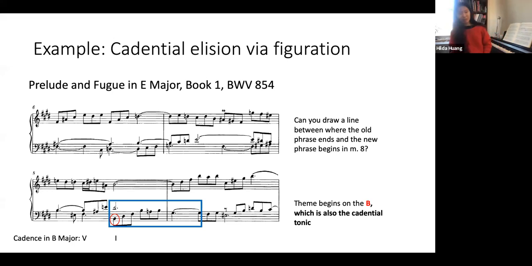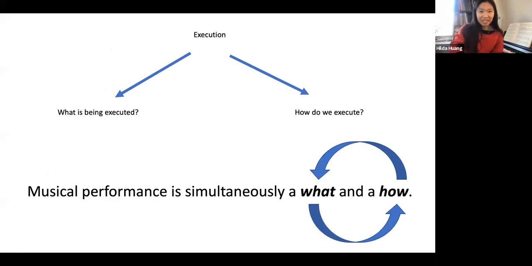So I'm going to talk about this example a little bit later, as I'm wrapping up my presentation. But what I'm trying to communicate to you is that this concept of execution is really complicated because it requires us to ask both the questions of what exactly is being executed and how do we want to execute it.